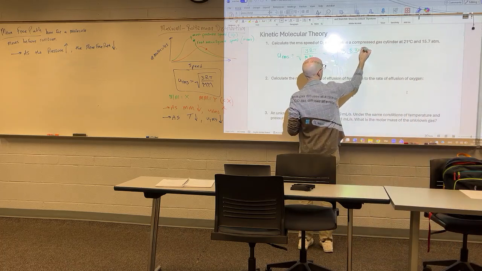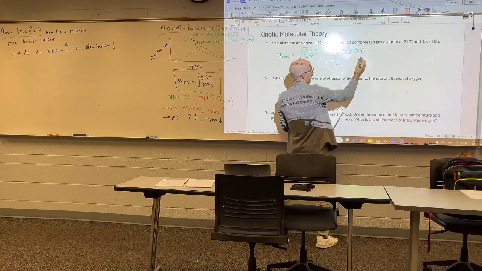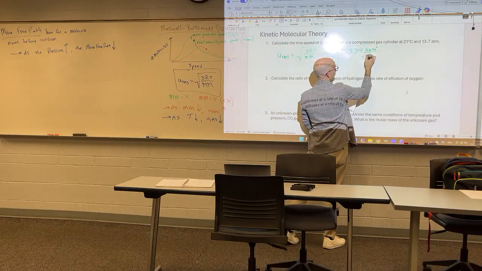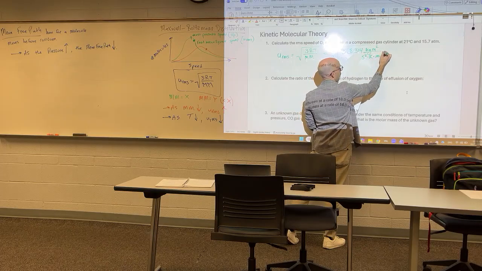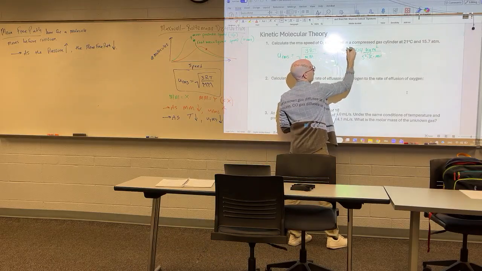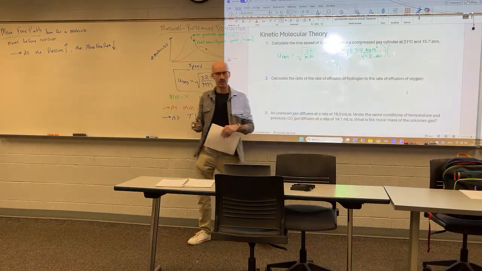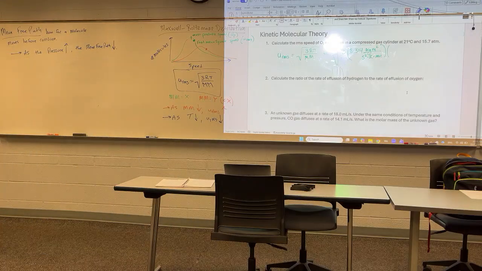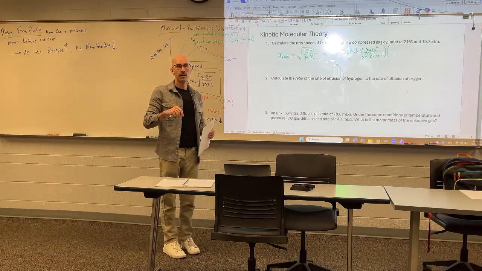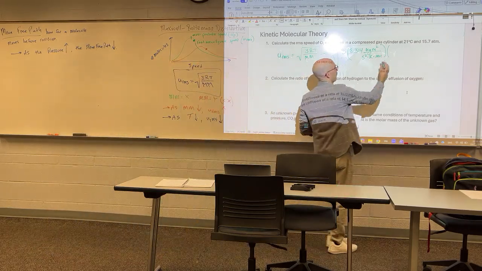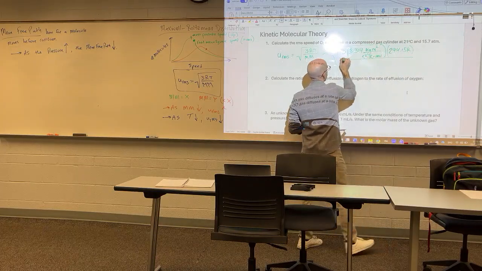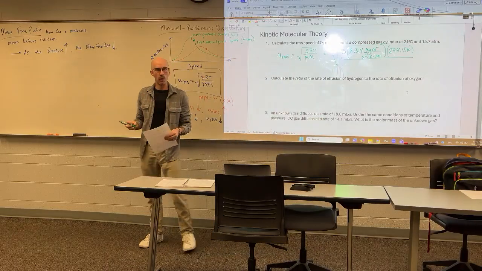That number should feel familiar. And then we want kilograms meters squared per second squared Kelvin mole. That informs us of what temperature we want. We don't want temperature in 21 degrees C, we want temperature in Kelvin. 21 plus 273, 294.15 Kelvin, divided by the molar mass.